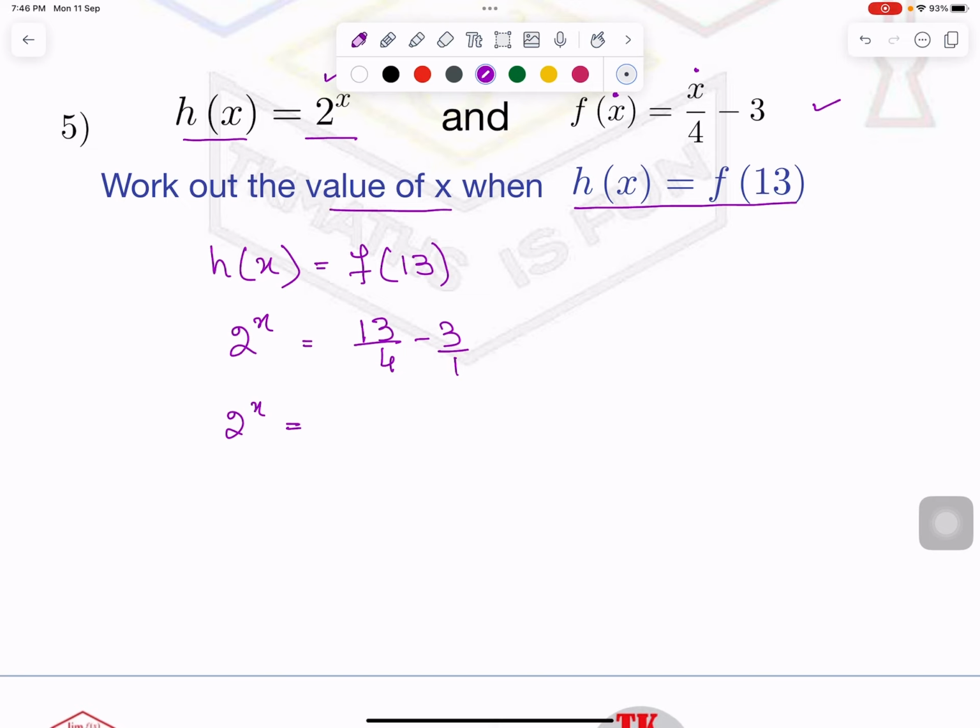There is no denominator, it means it is 1. Simple things, simple numbers, simple calculation you should be able to do without calculator. So if I multiply by 4, it will become 13 minus 12 upon 4. So it is 2 power x equals 1 upon 4. Now tell me, does anything come to your mind? What will you do from here?